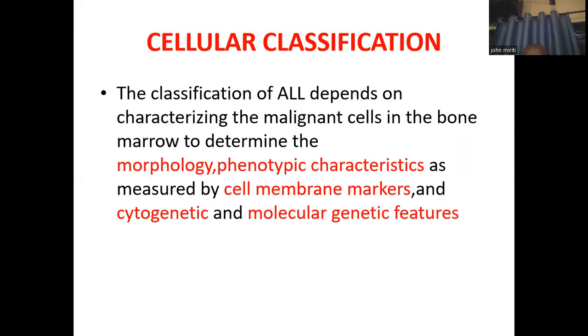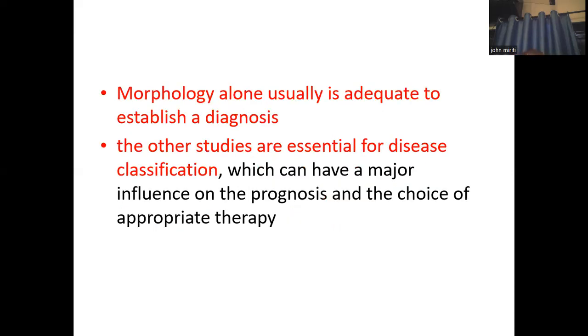So let us look at the cellular classification of acute lymphoid leukemia. The classification depends on the characteristics of the malignant cells in the bone marrow, determining the morphology and phenotype characteristics as measured by cell membrane markers, as well as cytogenetic and molecular genetic features. The morphology is usually likely to establish the diagnosis, and the other studies are essential for the disease classification, which can have a major influence on the prognosis and the choice of appropriate therapy.